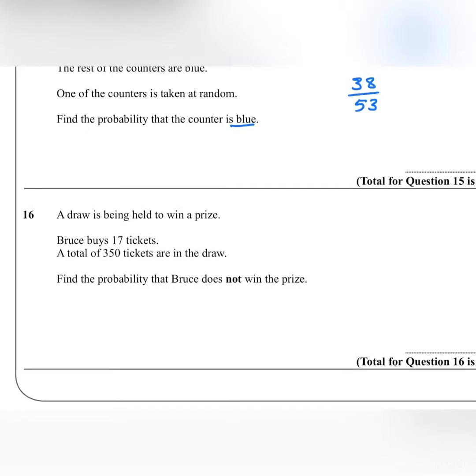Okay, so number 16, again, have a try and then check your answer. Okay, so there are 17 tickets that Bruce buys, and there are 350 tickets altogether, and find the probability that Bruce does not win the prize. So take away 17 from 350, which is 333, and that's out of 350.